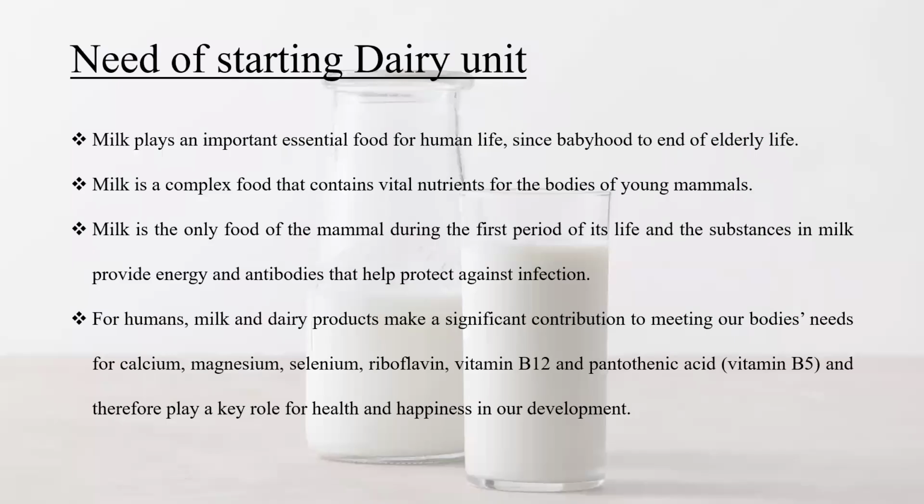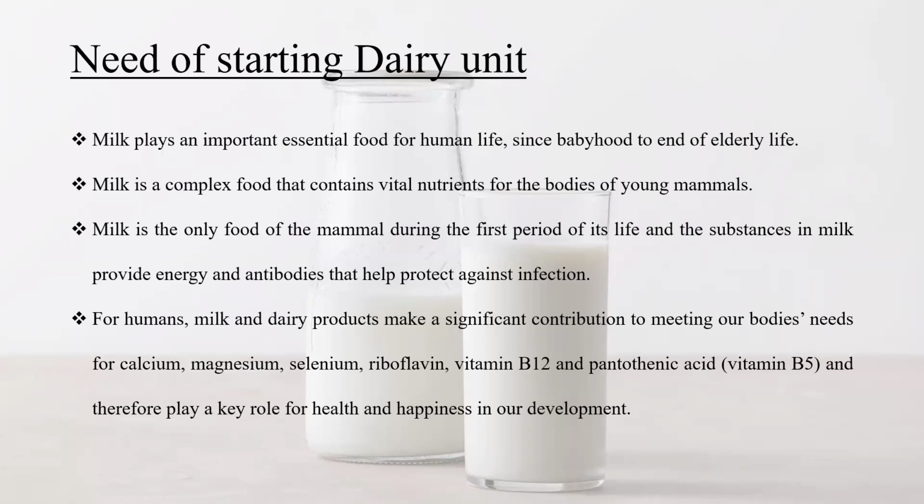So according to this, the need for starting dairy units, the main product of a dairy unit is milk, because milk is generally considered a complete food or complex food because of its composition. Normally milk consists of various nutrients like proteins, vitamins, minerals, fat, and some of the major vitamins like vitamin B12 and vitamin B5. So this will provide nourishment to the human body from childhood to elderhood.